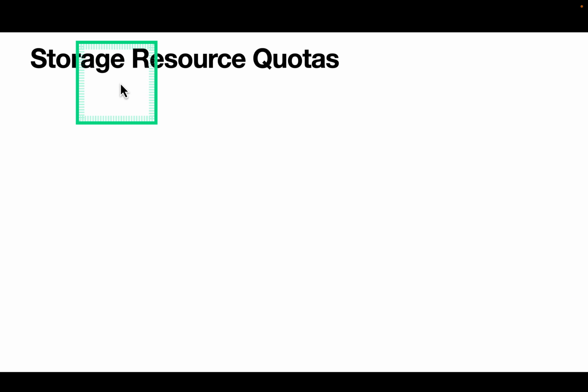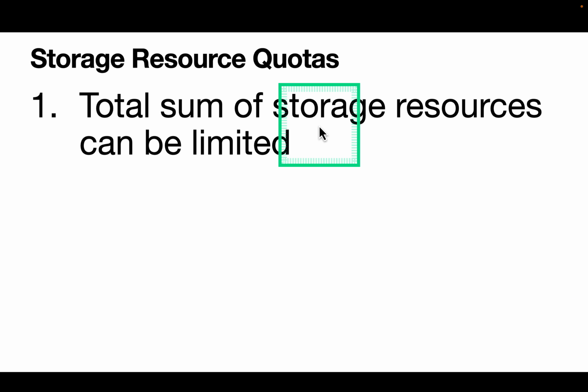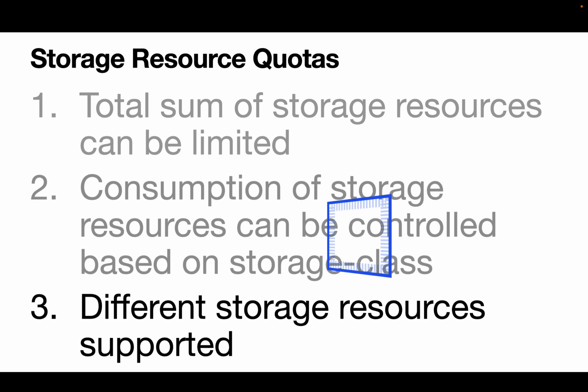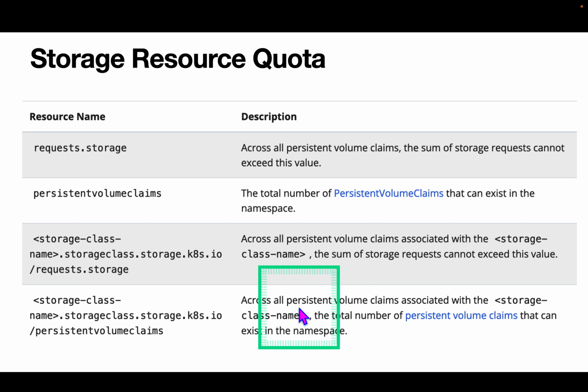Okay, storage resource quotas. You can limit the total sum of storage resources that can be requested in a given namespace. Additionally, you can limit consumption of storage resources based on the associated storage class. Various storage resource types are supported, including requests.storage, persistent volume claims, and specific storage class related quotas.